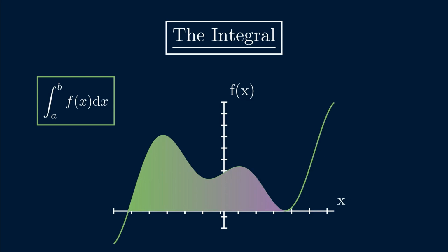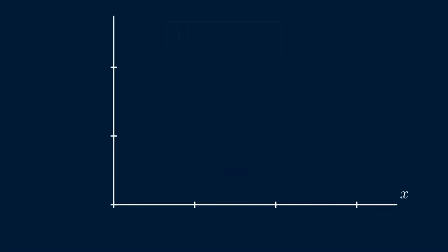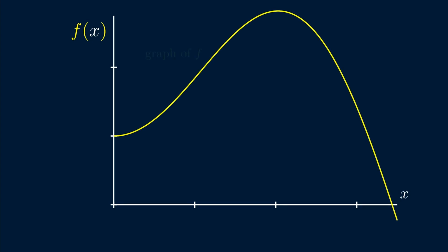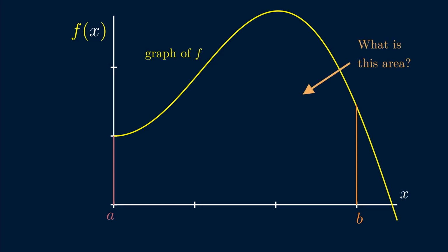Let's get to it. If we have a function f of x, we can make a graph of that function over an interval. Let's call the starting point of the interval a and the ending point of the interval b. Now we might ask, what is the area of the region underneath the graph on this interval? This is precisely what the definite integral tells us.